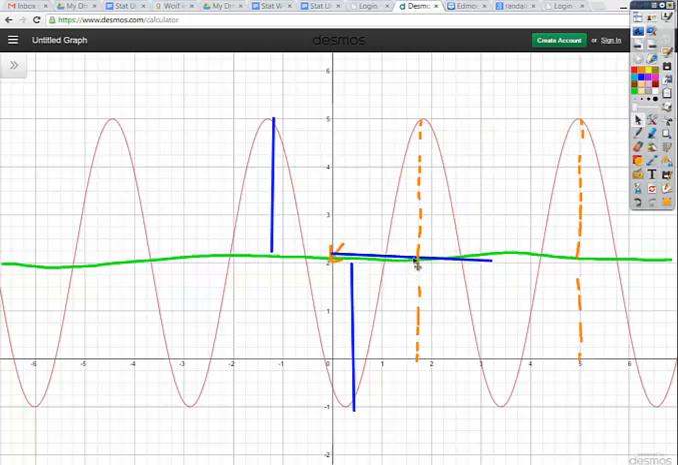Now, those of you who are pretty good at putting things in terms of pi, you probably said, Mr.